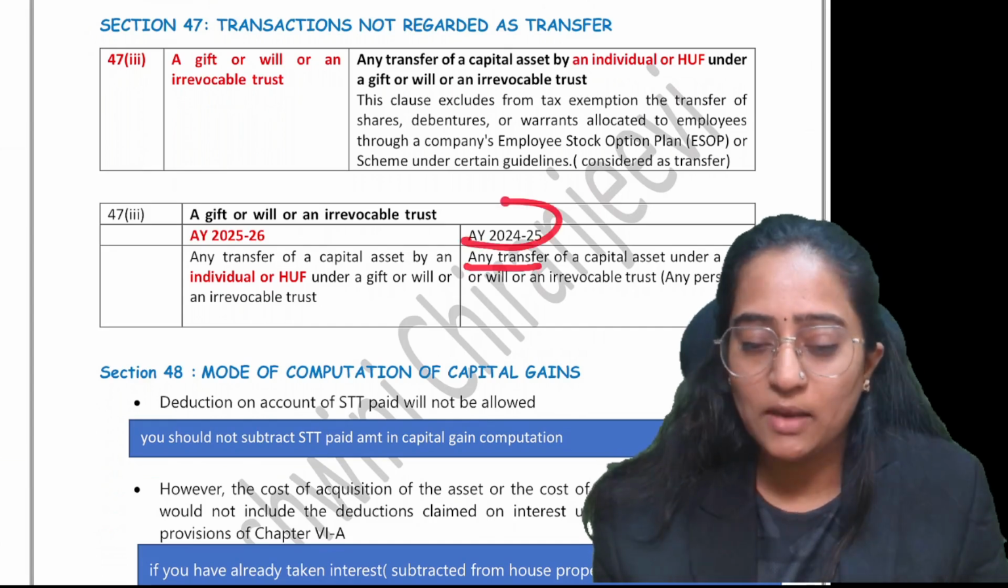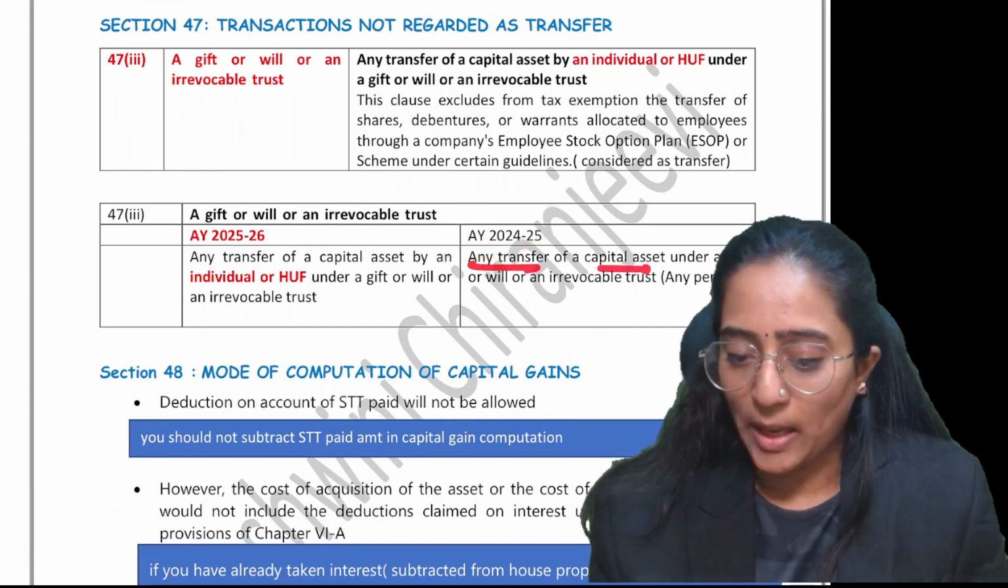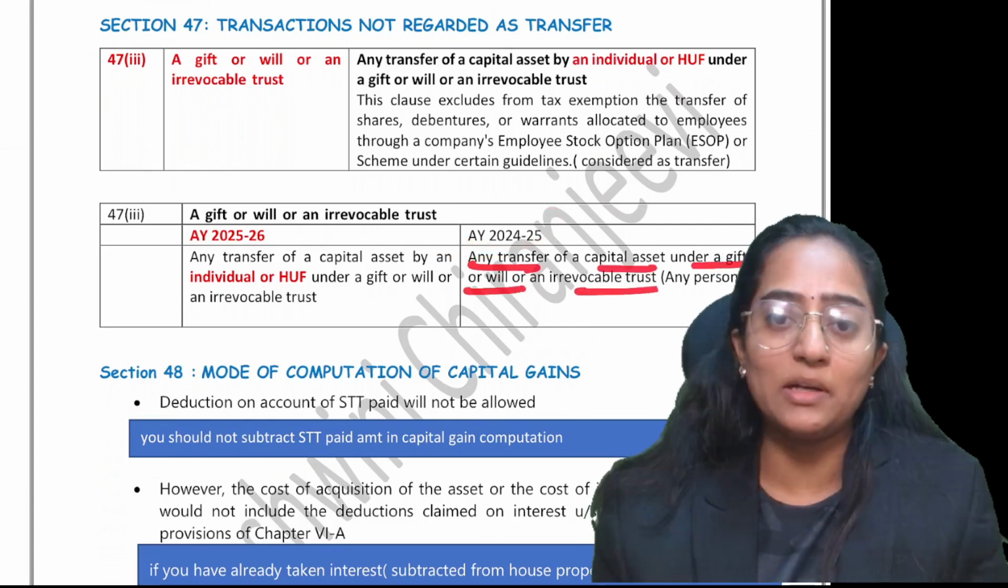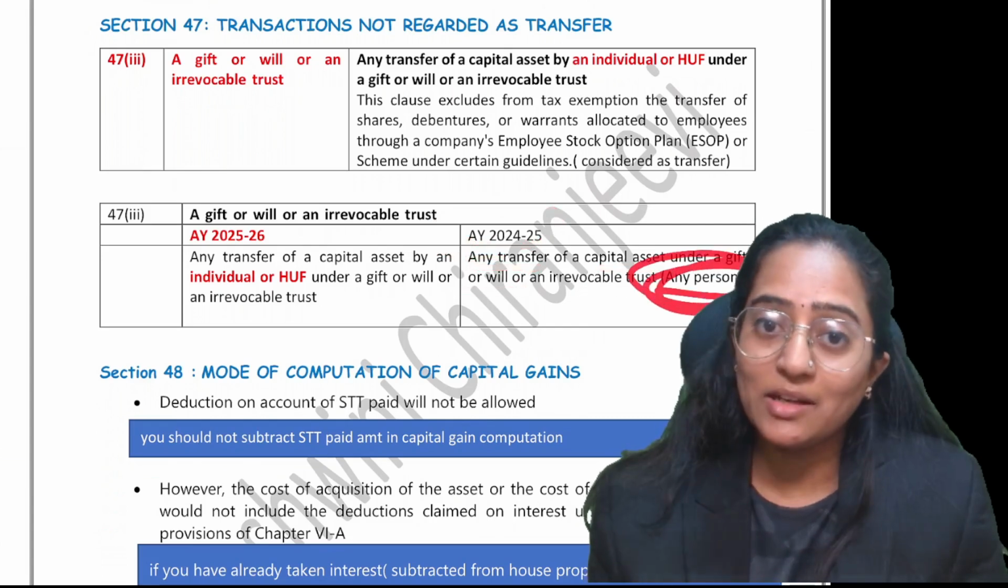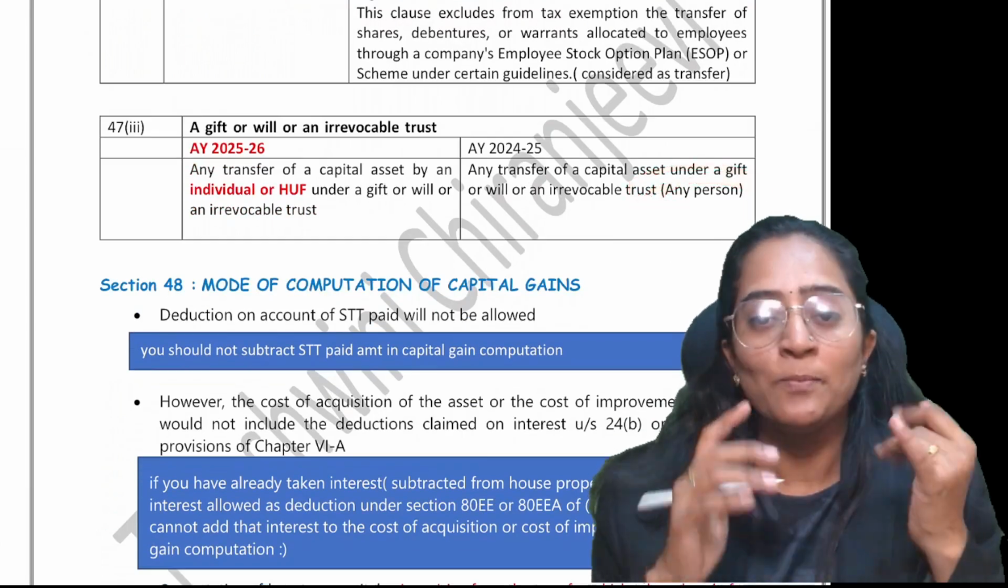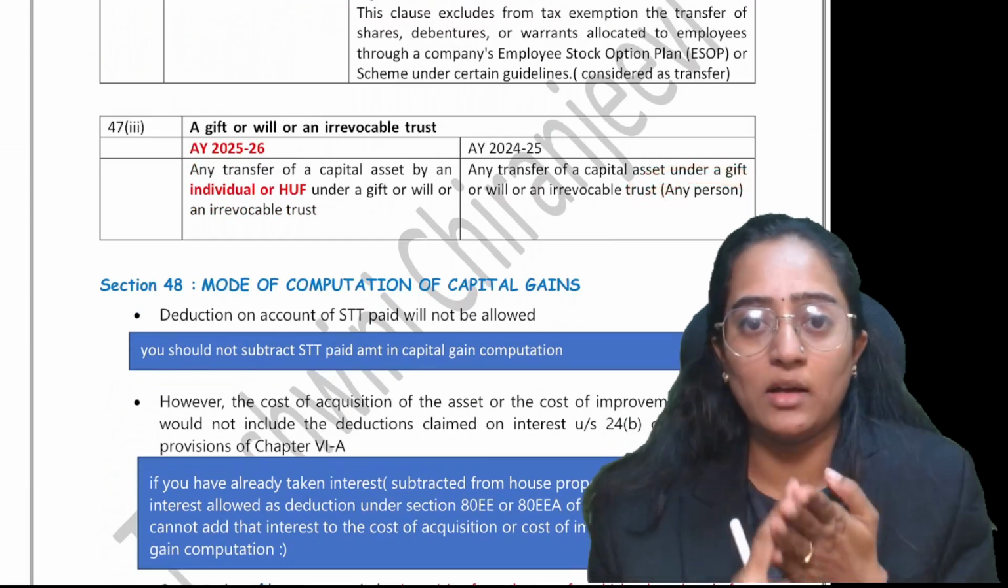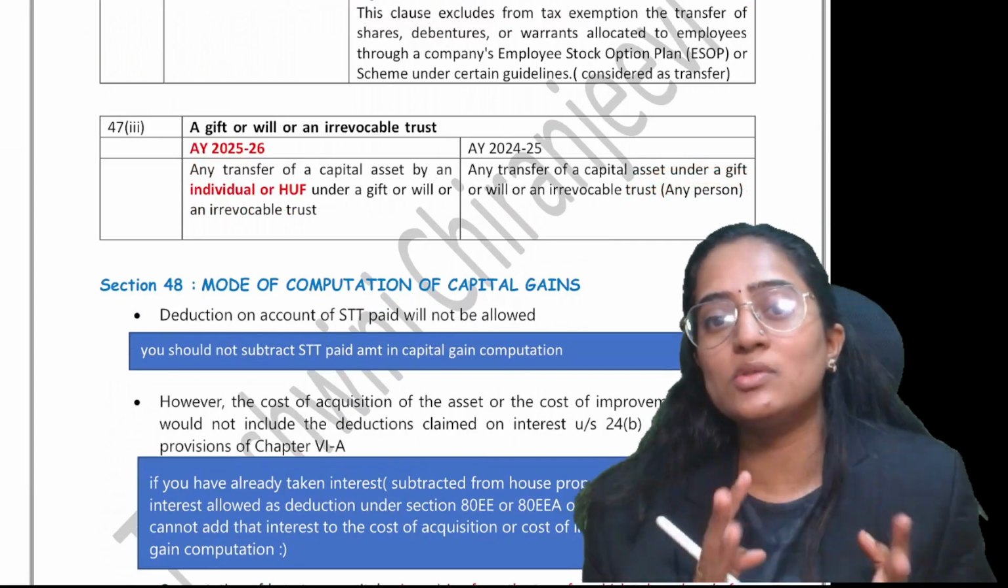Any transfer in AY 24-25, any transfer of a capital asset under a gift or irrevocable trust by any person. I have written here any person. See, person includes individual, AOP, HUF, BOI, everyone. It includes everyone.